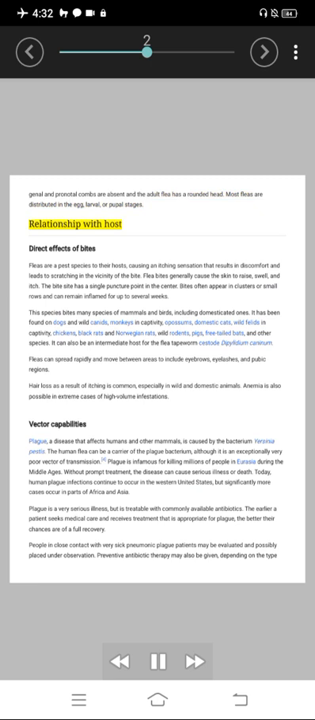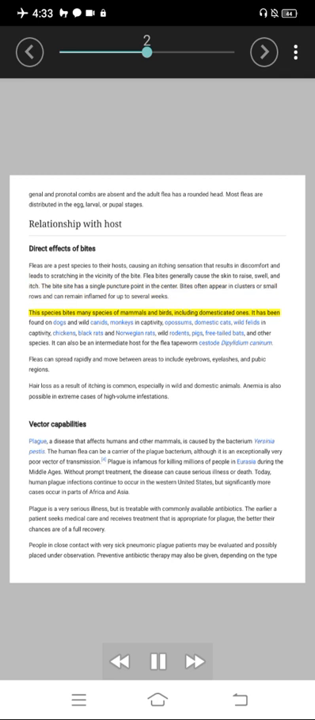Relationship with host. Direct effects of bites. Fleas are a pest species to their hosts, causing an itching sensation that results in discomfort and leads to scratching in the vicinity of the bite. Flea bites generally cause the skin to raise, swell, and itch. The bite site has a single puncture point in the center. Bites often appear in clusters or small rows and can remain inflamed for up to several weeks.